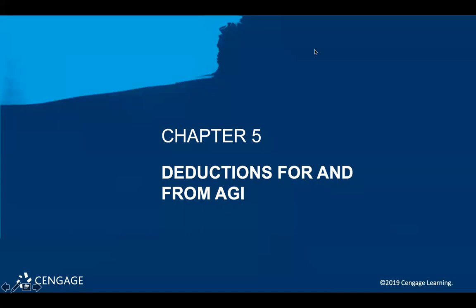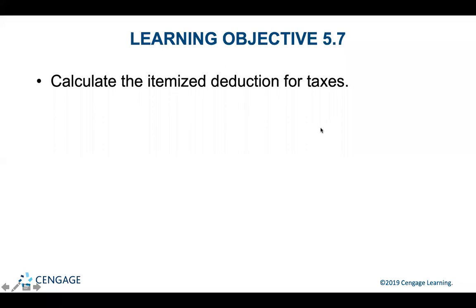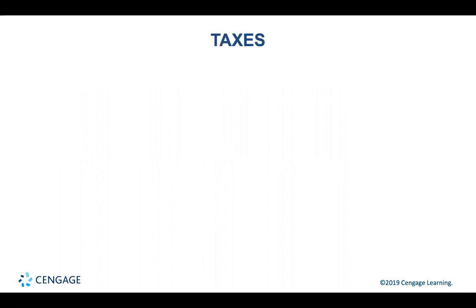Chapter 5, Deductions for and from AGI. Today we'll be discussing 5.7, Calculate the Itemized Deduction for Taxes. This is the second item that shows on the Schedule A. Taxes. Taxpayers are allowed to deduct certain state, local, and foreign taxes paid during the year. The purpose of the deduction for taxes is to reduce the burden of multiple taxation of the same income.